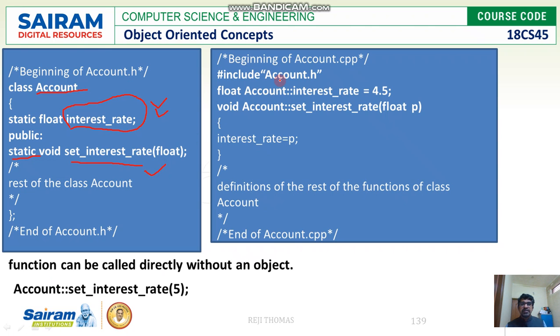So how is this done, look at this. We have accessed this directly. We have not created any object. Look at this. Without creating any objects, we have done it. And we have even accessed this directly: interest rate is equal to P. So without taking the help of an object, we can access the data member and member function if it is defined as static.